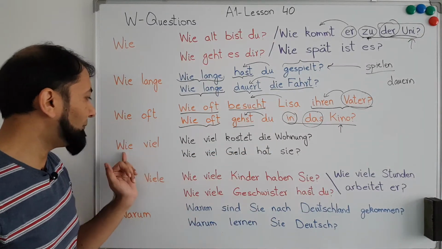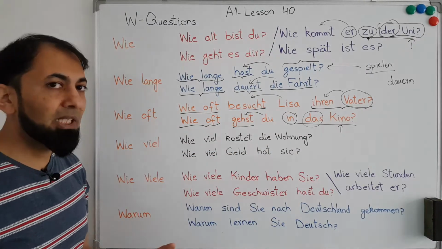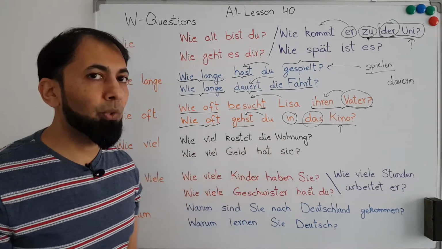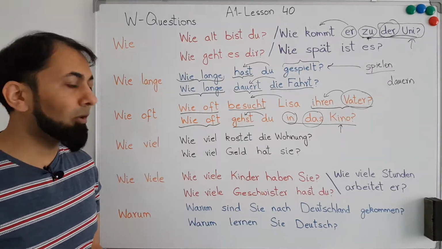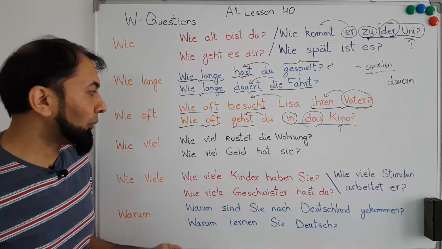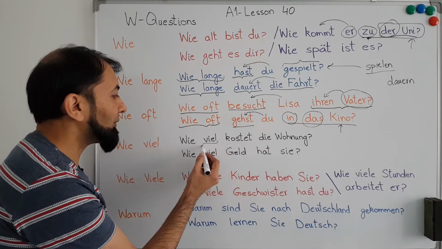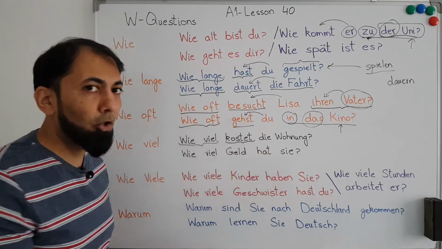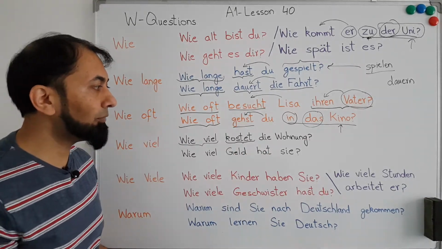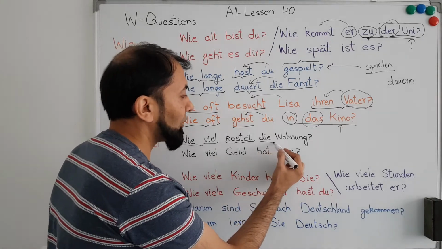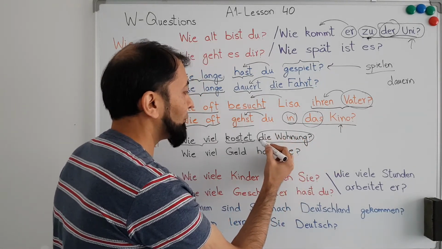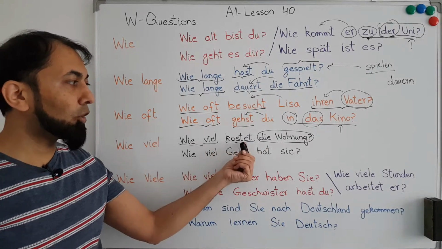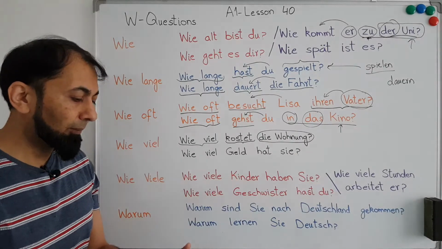Now next is wie viel. Wie viel means how much. Wie viel kostet die Wohnung? How much is the cost of the apartment? Now again, wie viel is coming at the first position of the sentence. At the second position we are using a verb called kosten, which means to cost, and if we conjugate it with respect to the subject of the sentence, which is die Wohnung, it will become kostet. So wie viel kostet die Wohnung?